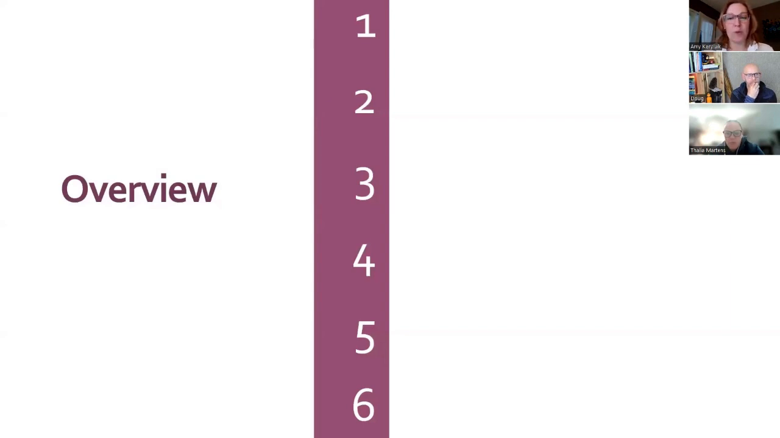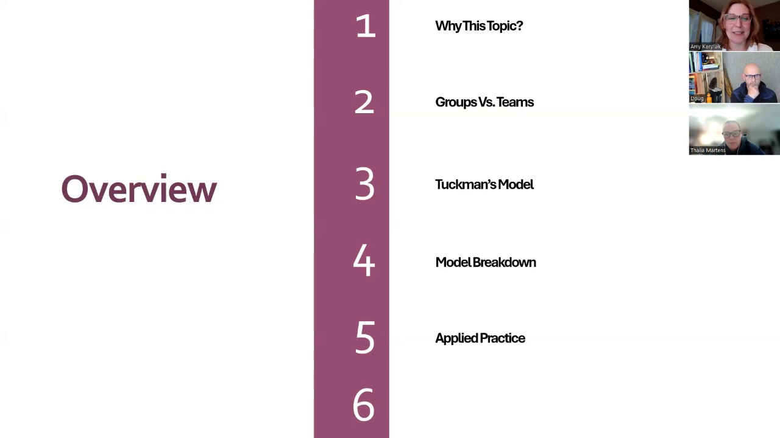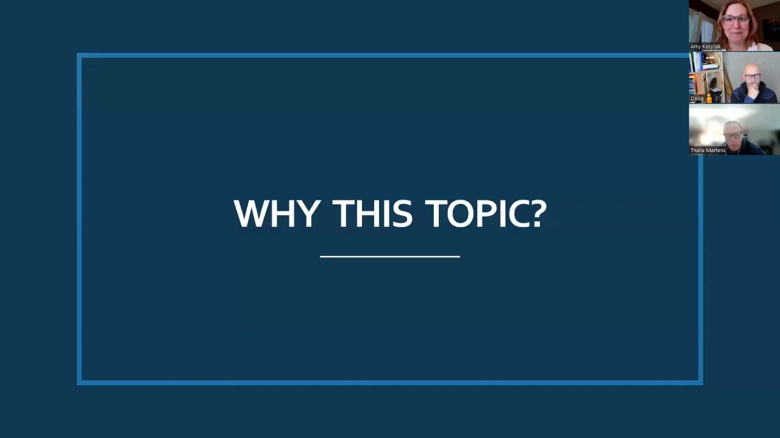So here's a little overview of what we're covering tonight. Why this topic? Groups versus teams, Tuckman's model, a model breakdown, applied practice, and then a recap.